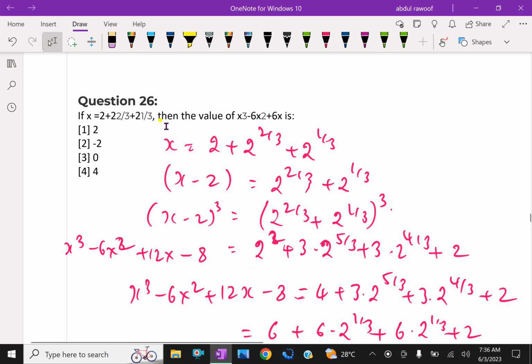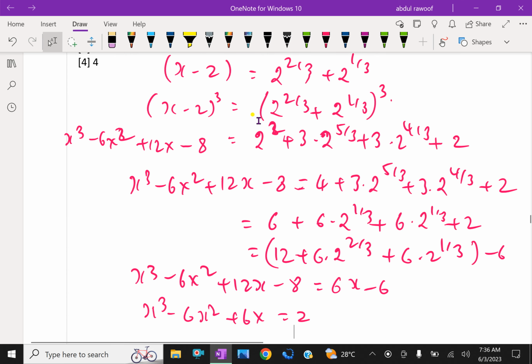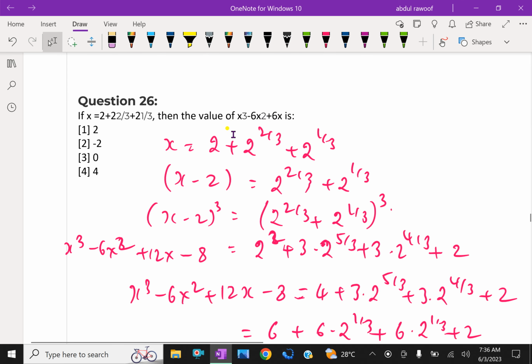So we have the value of x cube minus 6x squared plus 6x is 2. Option A.